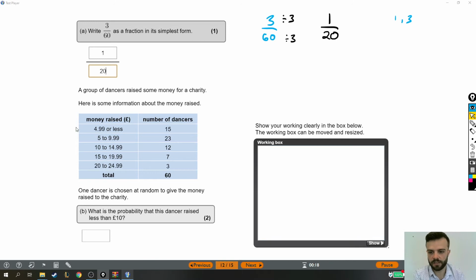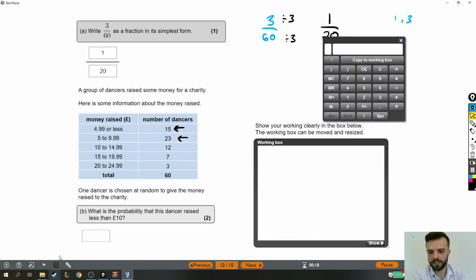So that includes these 15 people, and then these 23 people as well. Let's put some working out down. Altogether, that's 15 plus 23, which is 38 dancers out of 60. The probability is the things you're looking at, 38, out of the total number of things. In this case, that's the dancers who raised less than £10 out of the total number of dancers. So the probability is 38 out of 60.